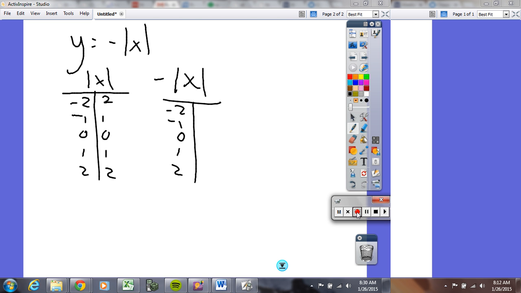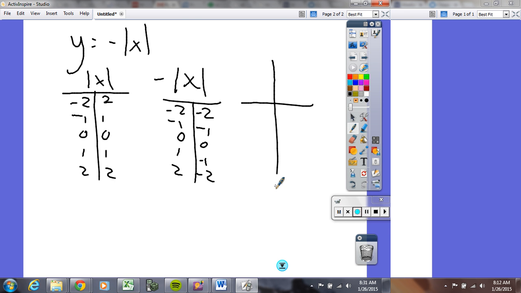Here we go. So when I plug in negative 2, what's the absolute value of negative 2? 2, and then it's negative. So notice what this outside does. Remember, anything on the outside is your y values, right? So this makes it negative 2, negative 1, 0, negative 1, and negative 2. That negative multiplies the y values by negative 1. Okay, so let's graph this. It did get flipped over the x-axis, yes.